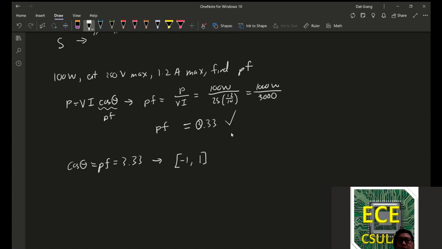Now, what if there's one more piece of information I need to tell you? Leading. If I don't tell you this, you might not be able to describe what power factor you're given. So we get a power factor of 0.33, therefore 0.33 leading. And there we go.